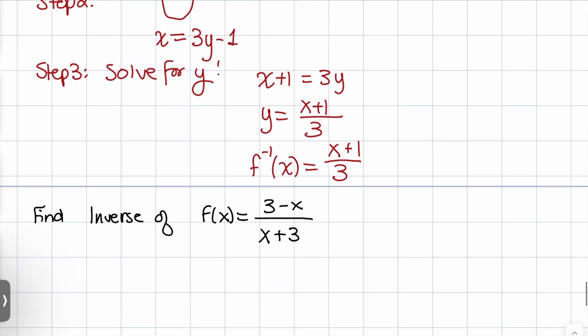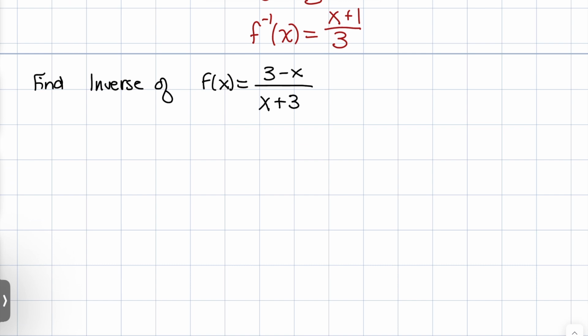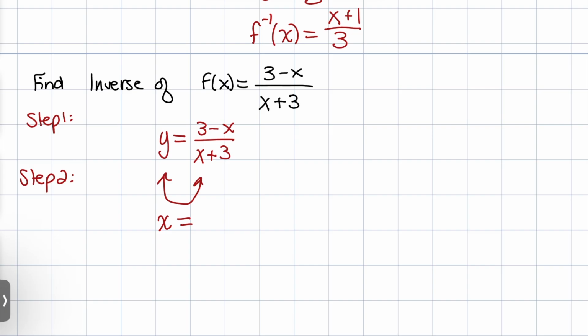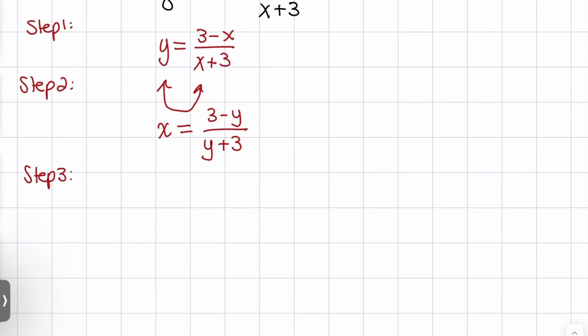Okay, now we need to find the inverse of this function. Find the inverse of f of x equals 3 minus x over x plus 3. So this one's going to be a little bit more tricky. So let's do the first step. Step 1, we replace f of x with y, so y equals 3 minus x over x plus 3. Step 2, swap. So we get x equals 3 minus y over y plus 3. Okay, step 3, we need to solve for y.